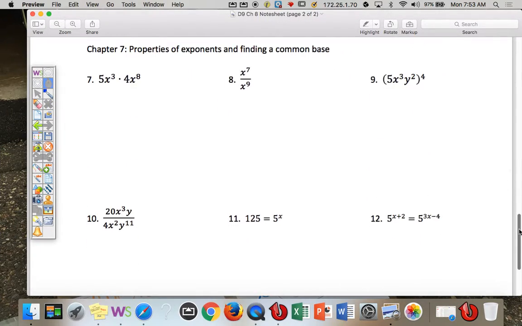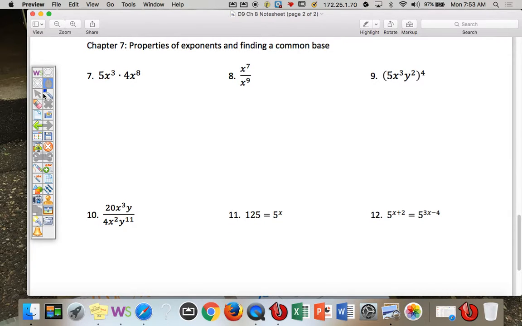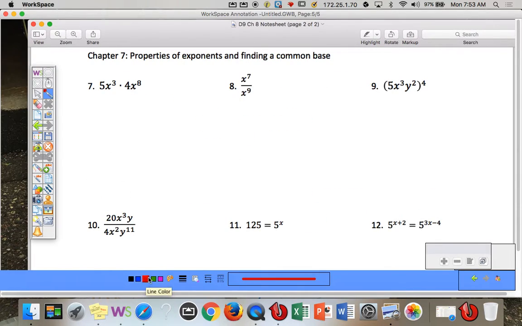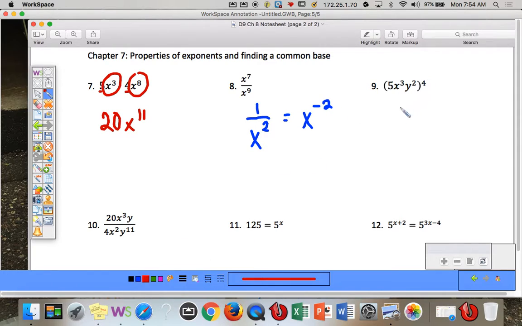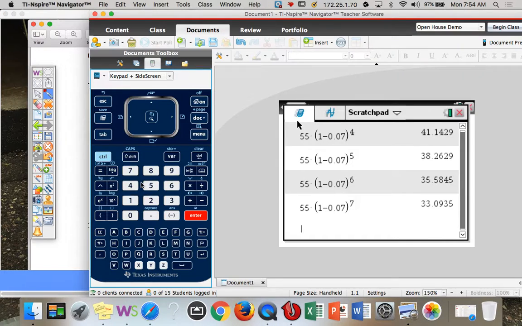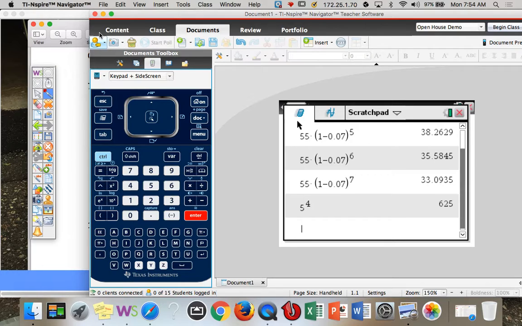Number 7, just review properties of exponents and finding a common base. So for the first one, we're going to multiply our numbers together. Base is 5 and 4. We get 20. Then we have 3 x's here and 8 here, so we have 11 x's total. If you have 7 x's on top and you cancel with 9 on the bottom, you're left with 2 on the bottom. Another way to write that is x to the negative 2 power. Here you're going to distribute the 4 to all the exponents, so it's 5 to the 4th, x to the 12th, y to the 8th, and 5 to the 4th power you can calculate as 625.